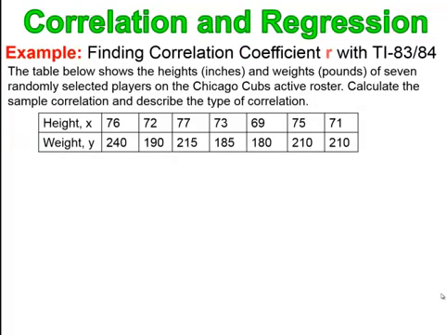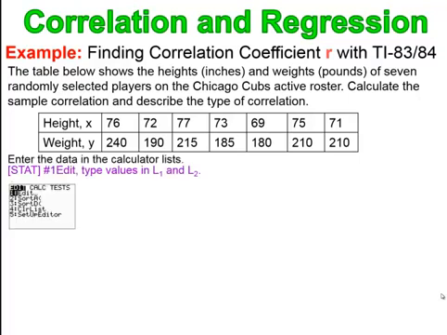So finding the correlation coefficient using our calculators. We have the same table here from the previous example that we did the scatter plot for. Now we want to calculate the sample correlation and describe the type of correlation we have. The first thing, you're going to enter the information into the calculator by doing what we did to find the scatter plot. You're going to go into Stat, hit Enter, and enter in list 1 your x values and list 2 your y values.